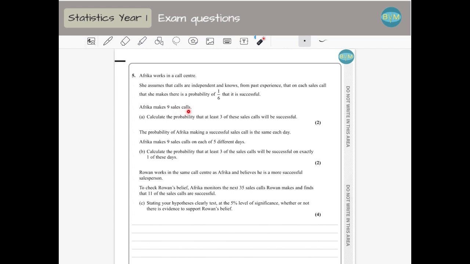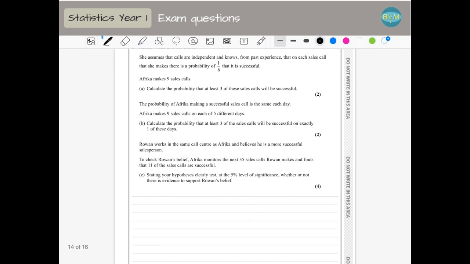She makes 9 sales calls and we need the probability that at least 3 of these are going to be successful. So we are going to call X the number of calls that are successful, and that X is going to be a binomial. We are going to repeat the experiment 9 times, so n is 9, and the probability of success is 1/6. So binomial 9, 1/6. We need the probability that at least 3 are successful.